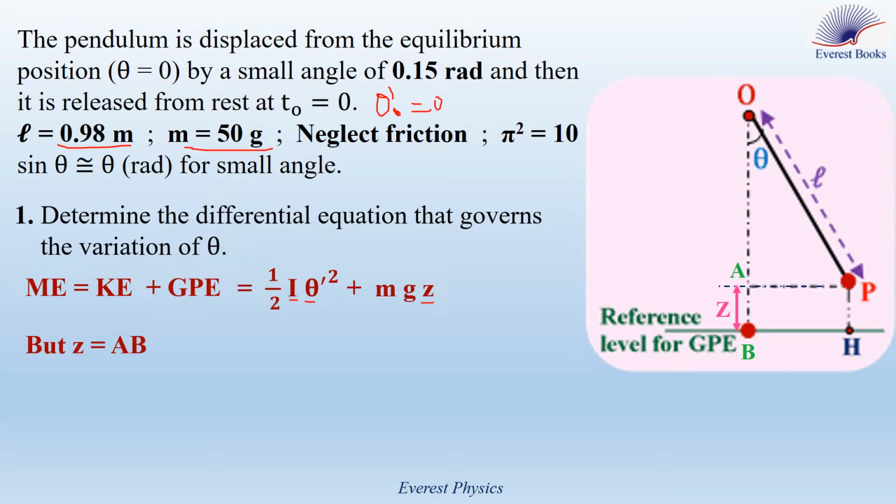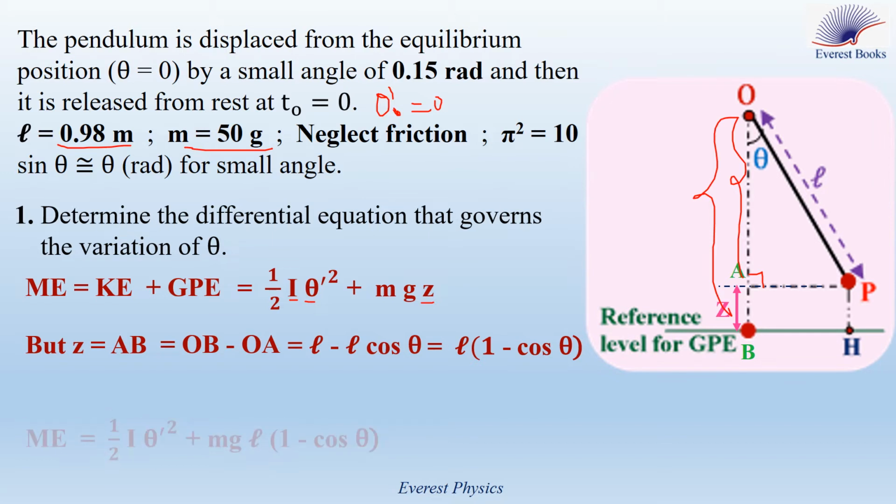The figure shows that the altitude Z is equal to AB, and AB is equal to OB minus OA. But OB is equal to the length of the string, which is equal to L, and OA is equal to L cosine theta. Using the right-angled triangle OAP, cosine theta is equal to the adjacent OA over the hypotenuse L. So OA is equal to L cosine theta. Now replace Z by L into 1 minus cosine theta, so the expression of the mechanical energy becomes 1/2 I theta prime squared plus mgL into 1 minus cosine theta.